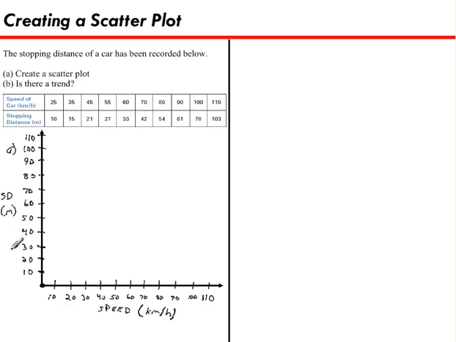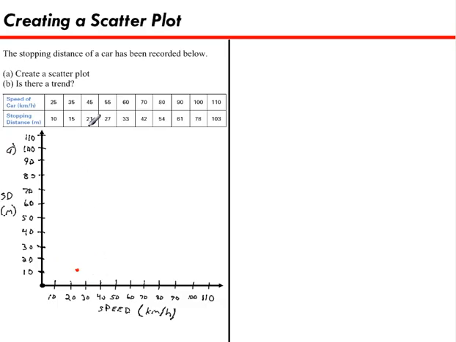Now comes the fun part. We start actually plotting our points on the scatter plot. So the very first point has an x value of 25 and a y value of 10. Let's go back to the graph and we'll find 25 right about here on the x-axis, or the speed, and the stopping distance is 10. So I go up until I've reached 10 on the y-axis, and I draw my first point like that.